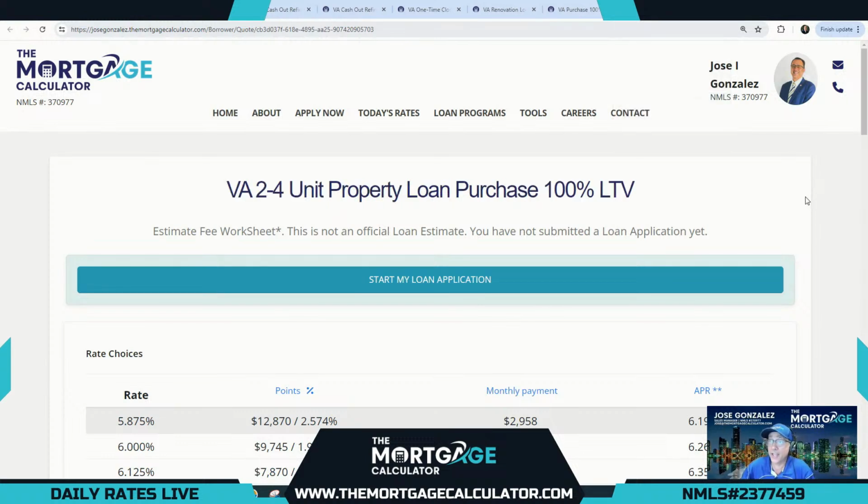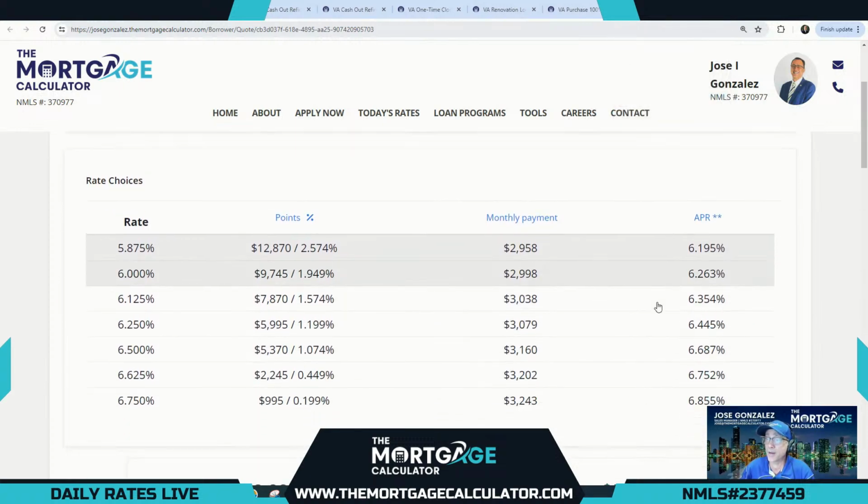And now VA, I will let you all know in case you didn't know, does allow 100% LTV financing for up to a 4-unit property. So this option here is for a 2 to 4-unit property. And as you can see here, this was the rate for the 1-unit.